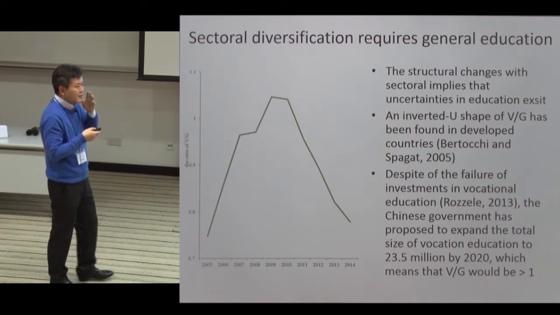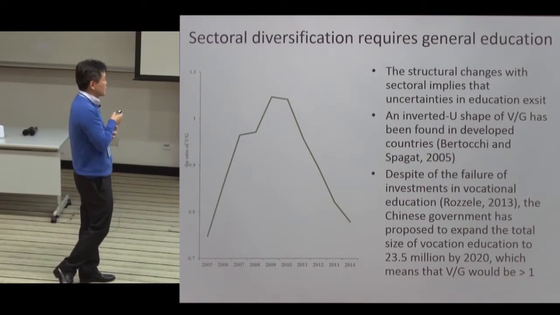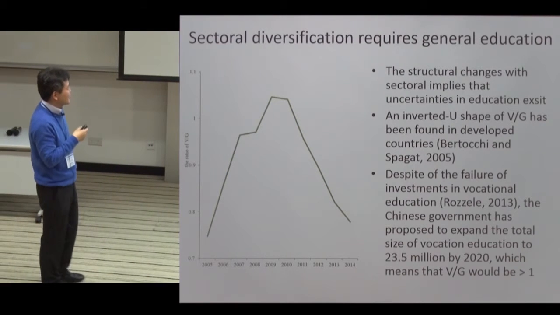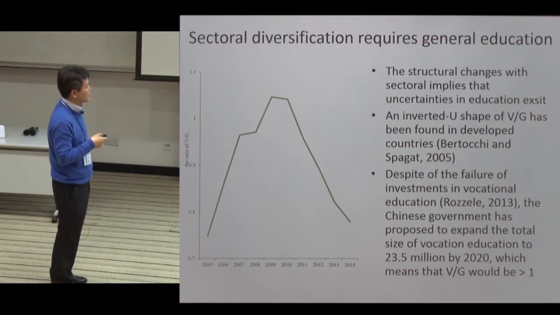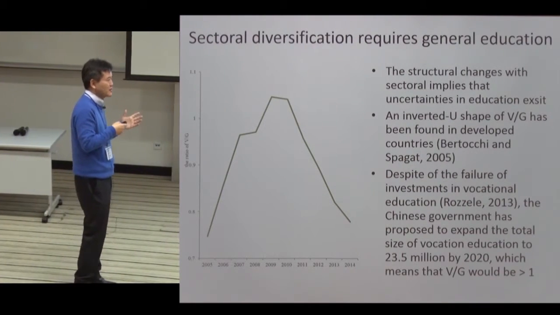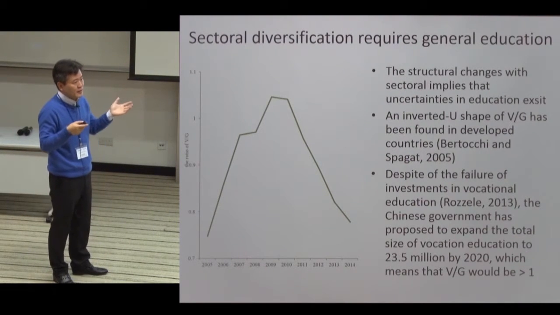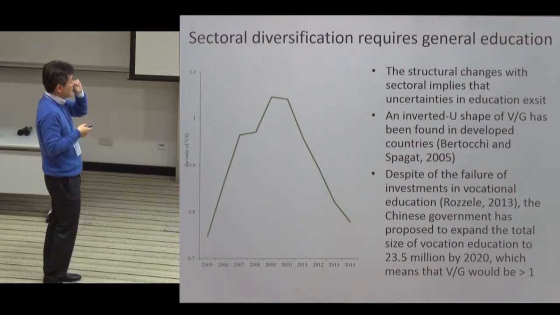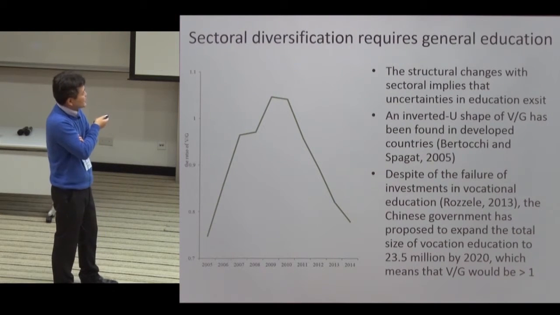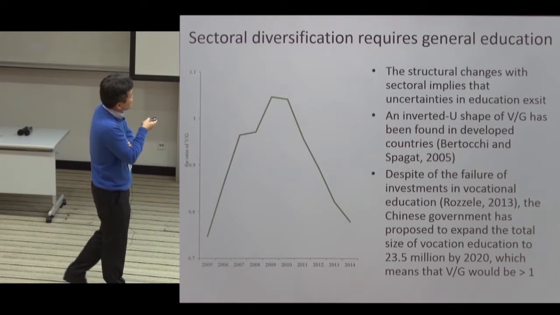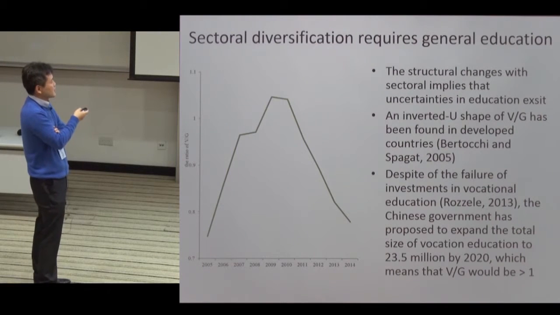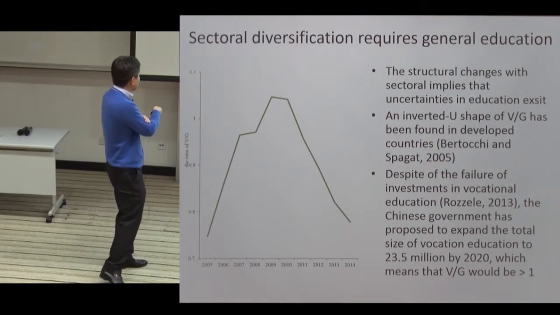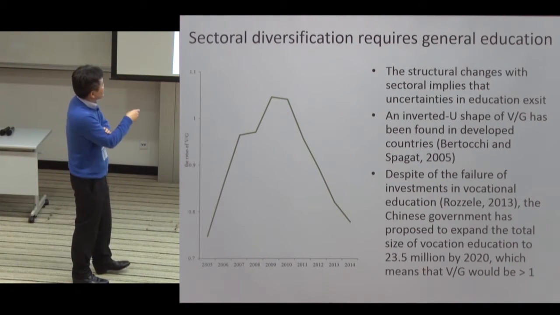So even though we have already seen the more diversified change in sectors, how we allocate the education resources is also important. Because if we spend a lot of money on vocational education, we face a lot of uncertainties in this kind of structural change, and to see the diversified sectors is kind of risky. And also we found that there is some literature pointing out an inverted U-shape of vocational to general education in developed countries, even in Germany. So in China, in the last 10 years, it also has an inverted U-shape.